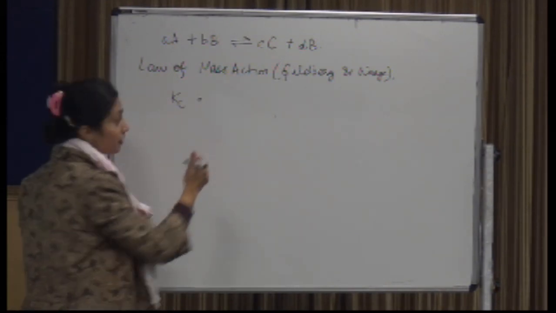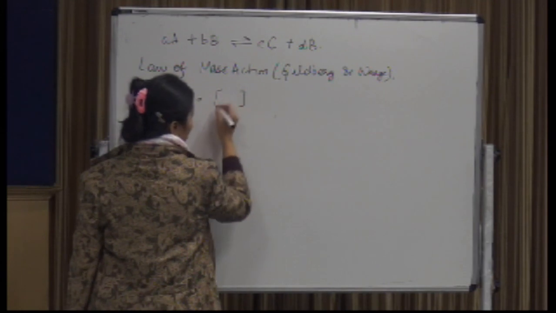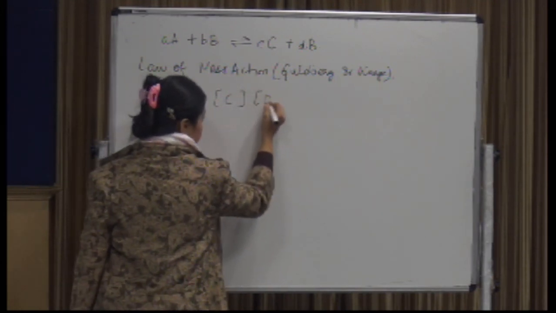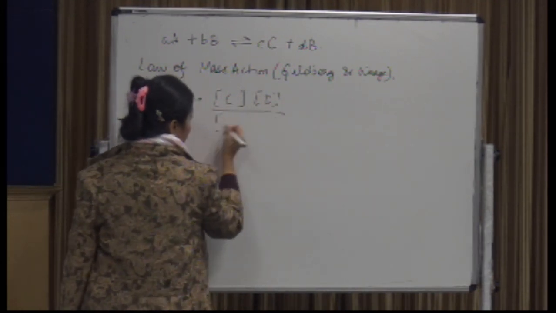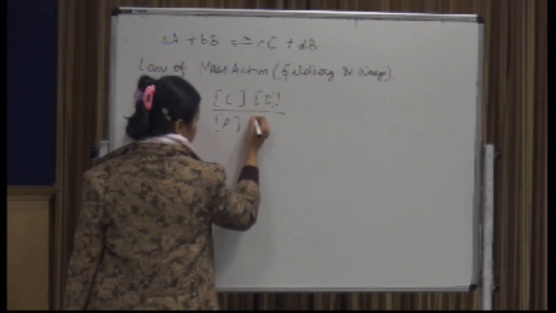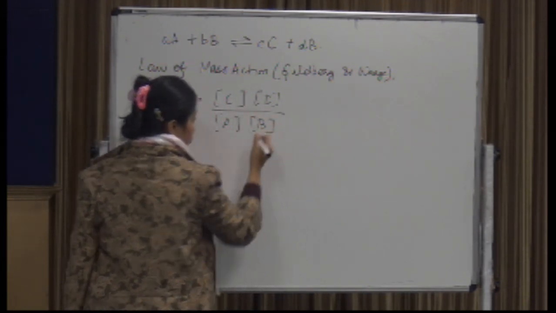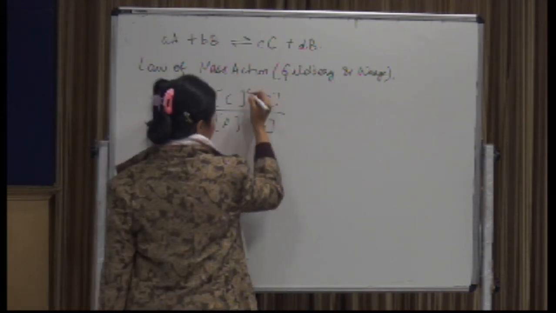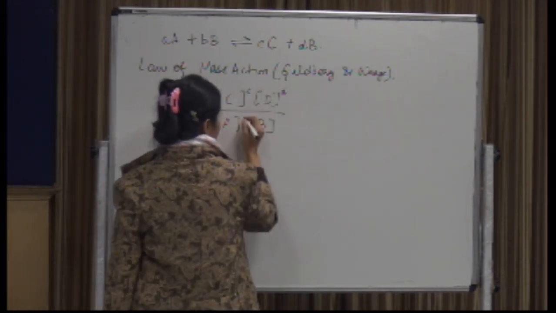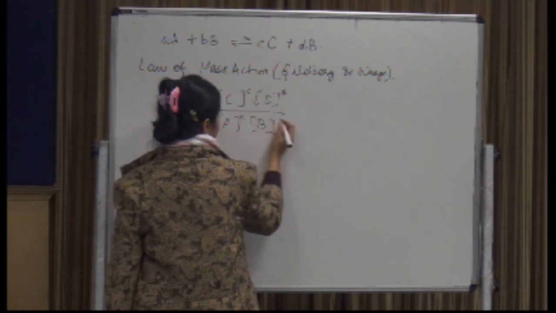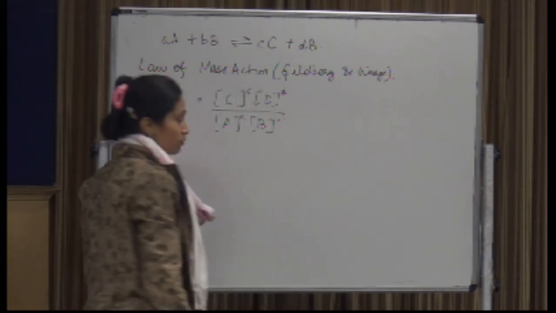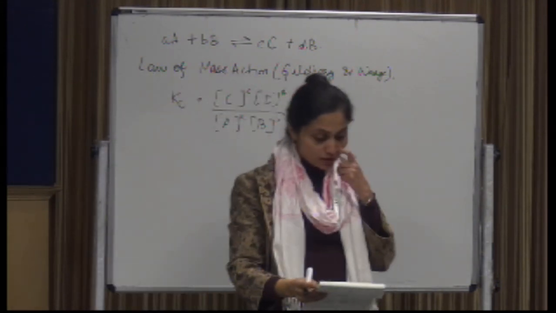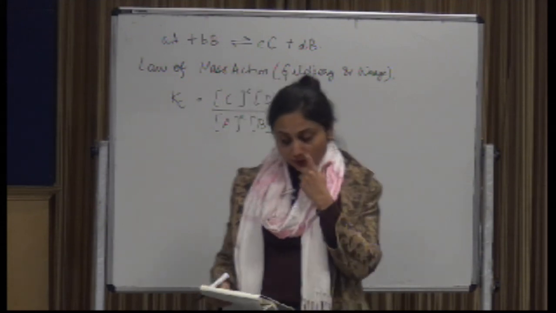the ratio of the product of the concentrations of the products upon the product of the concentrations of the reactants, each raised to their respective stoichiometric coefficient. So in this case it will be [C]^c [D]^d upon [A]^a [B]^b. So this is very important, this is a very important law that you need to understand.